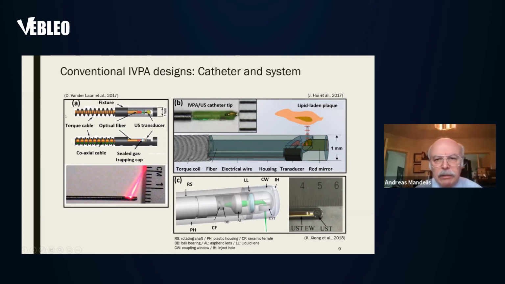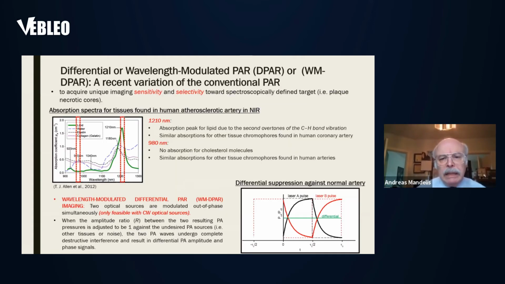And you can see here some of those, they have these torque cables, the torque coil, that allows them to move out as it's rotating. So eventually you'll end up with a three-dimensional cylindrical image. This is what these catheters have in common. Now, what are we looking at?